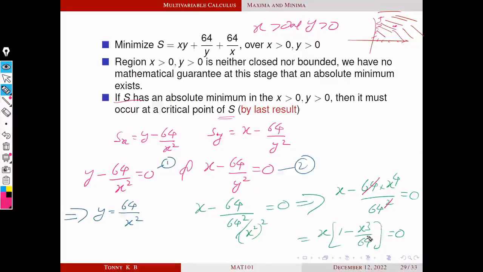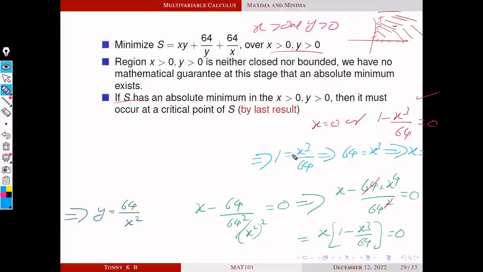And what is the meaning? This means either x equals 0 or 1 minus x cube by 64 equals 0. What about x equals 0? Is it possible? No, because we have to minimize this function over this region. Here x is positive and y is also positive, so x equals 0 is not possible. You can neglect x equals 0. So we have only one possibility, 1 minus x cube by 64 equals 0. By solving this expression, you can find x. What is x?